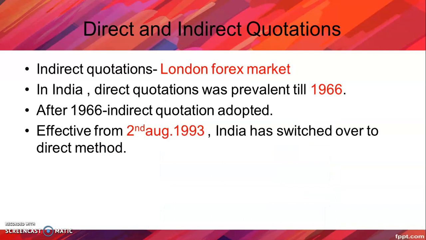Then next one, indirect quotation is used in the London Forex market. In New York and other Forex markets, mostly the direct quotation is used. In India, direct quotation was prevalent till 1966. After devaluation of the rupee in 1966, following the practice in the London exchange market, indirect quotation was adopted. Effective from 2nd August 1999, India has switched over to the direct method of quotation.